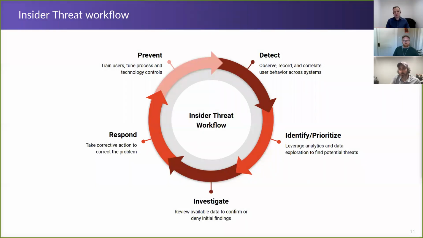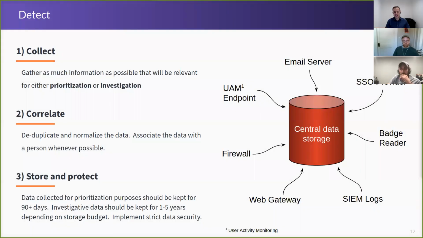The model that I like to use is detect, identify, prioritize, investigate, respond, and prevent. This is actually useful not only for insider threat, but for other types of security workflows as well. But in general, I've seen this to be extremely efficient in describing a typical model that companies follow, whether they know it and describe it this way or whether they follow it unintentionally in order to protect against insider threats. So just to start off, we'll go through each of these stages of an effective insider threat program. But the first one is to detect.